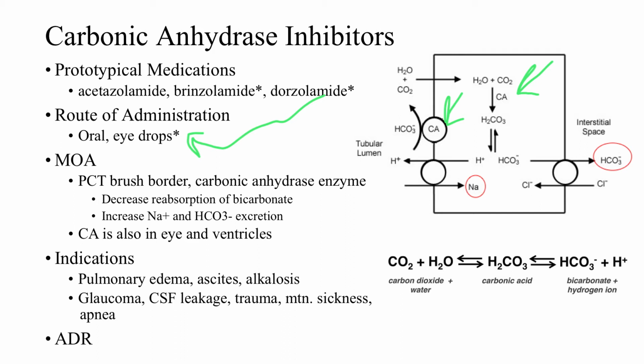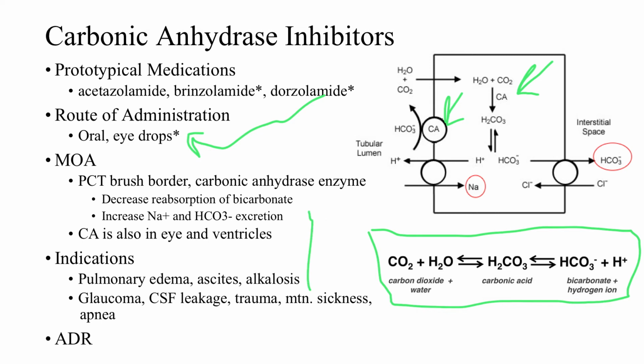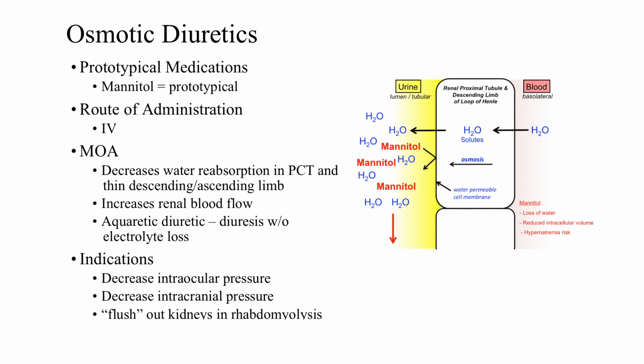So all of these medications, again, they're going to inhibit activity of carbonic anhydrase, which is responsible for this reversible reaction. It is located in the renal tubules, also in the eyes, the ventricles, and all types of edematous states, and then also anything that would cause CSF leakage or increase pressure inside of the eyes can be used.